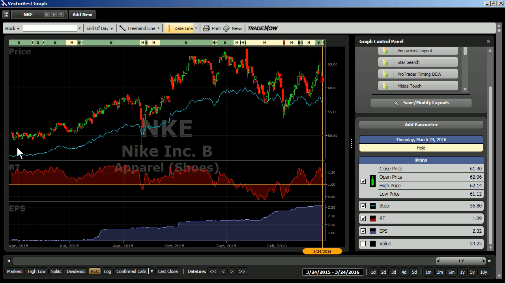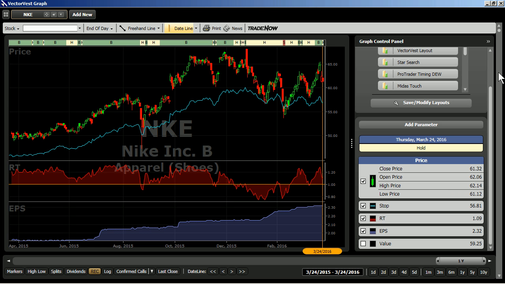We'll start here, and everyone's familiar with Nike and the strong earnings per share, very often the highest ranked relative safety stock in the VectorVest database. And so we're pretty comfortable with that movement. It did have some choppy times late December of last year into January. Not many stocks didn't have that bit of a drawdown.